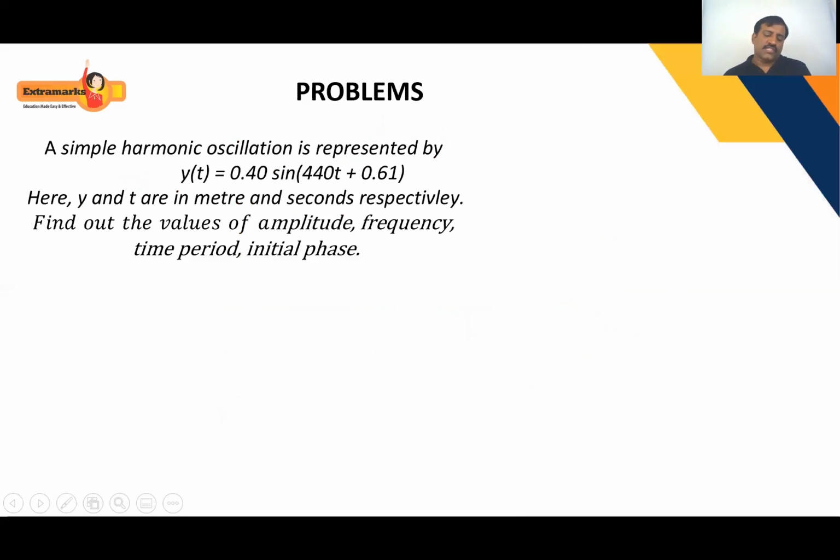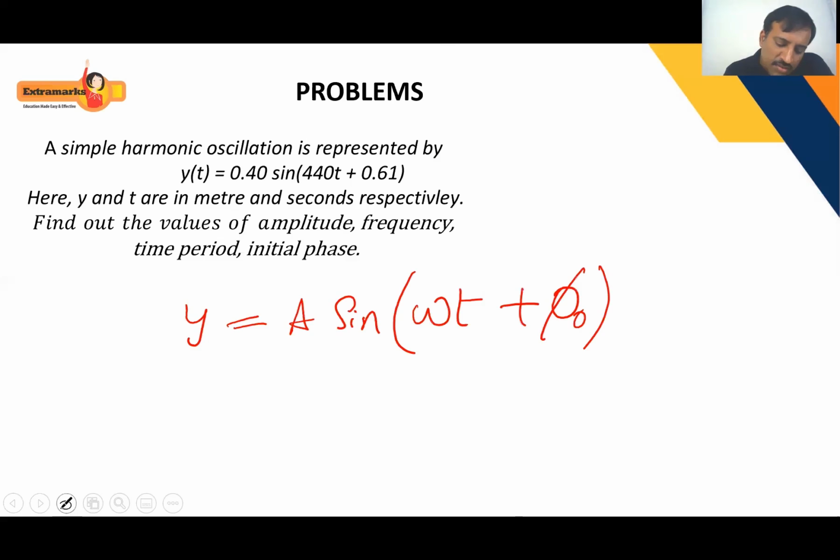Now coming to this question. A simple harmonic oscillation is represented by this expression. You can see, without going into the solution, only we can solve here. Compare y is equal to a sine omega t plus phi naught. So it is very clear. What is in place of a? 0.40. So that is amplitude.